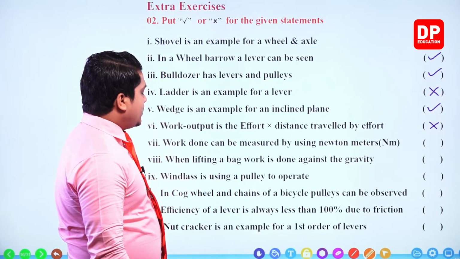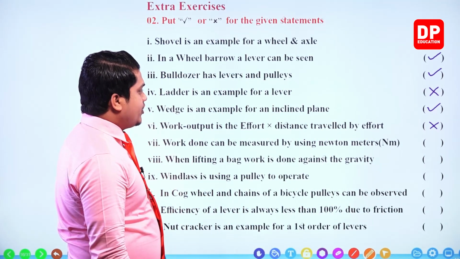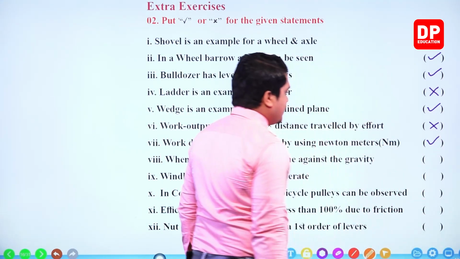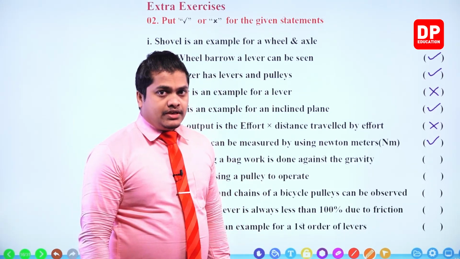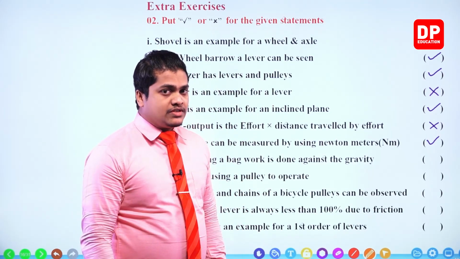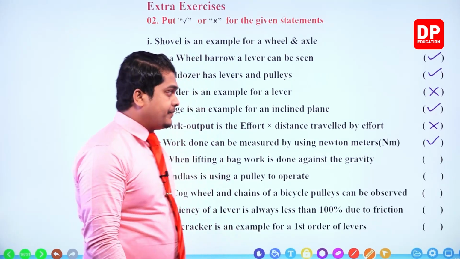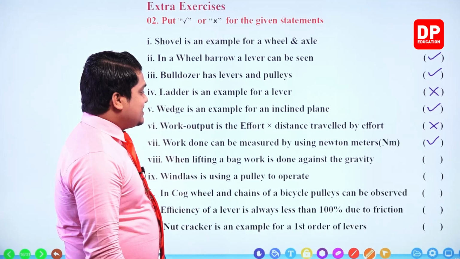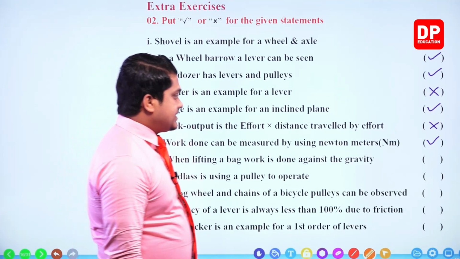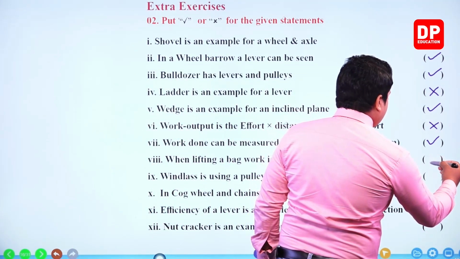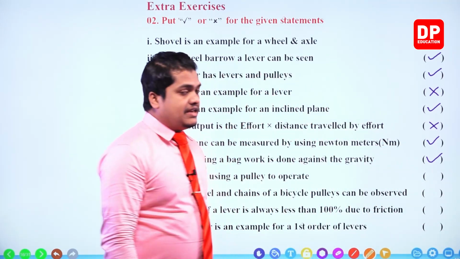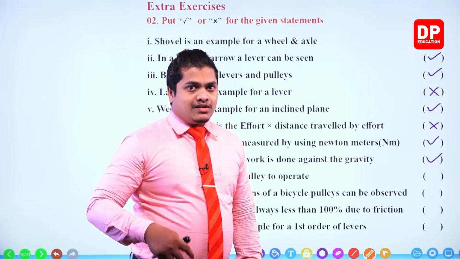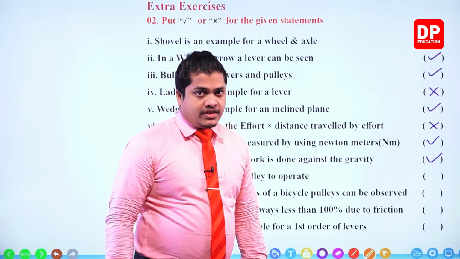So this is incorrect. Next one. Work done can be measured by using Newton meters. That is totally correct. In the previous question, we took an answer by using Newton meters. Also, joules can be used. You know that, right? When lifting a bag, work is done against gravity. That is correct. Work is done against gravity when we are lifting something up. We are going to do a certain work against the gravitational force of our Earth.